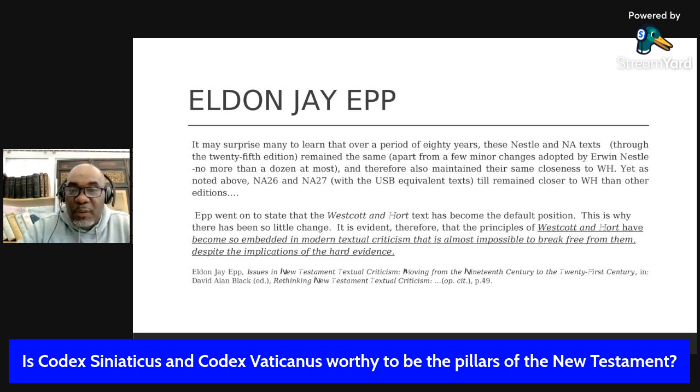It is evident, therefore, that the principles of Westcott Hort have become so embedded in textual criticism that it's almost impossible to break free from them, despite the implication. I really want to label this point: despite the implication of the hard evidence.